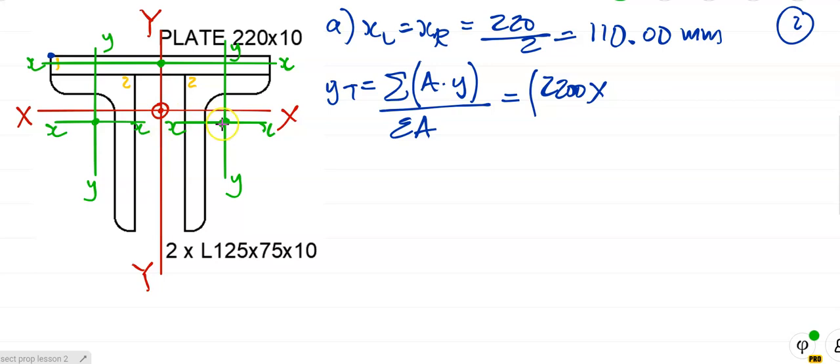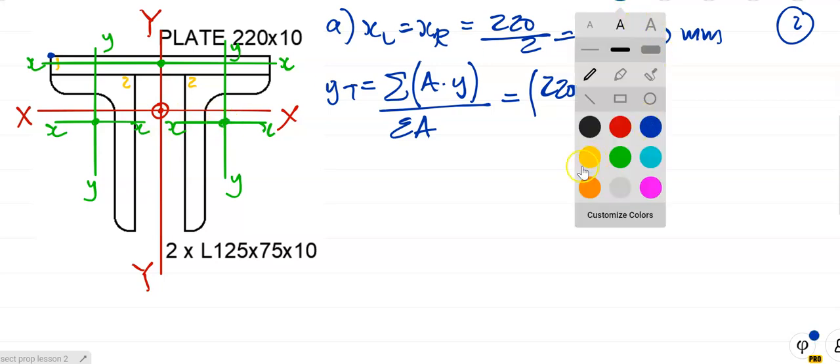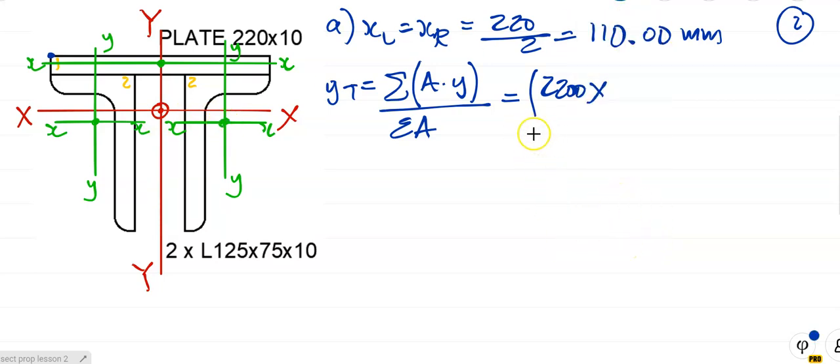Okay. Right. Let's sort this little baby out here. Right. What's y? Y is the distance from the centroid from there to there. It is 10 over 2, which is 5. You know that now. Plus. Why plus? Because it's the sum of. Right. Area of the angle.